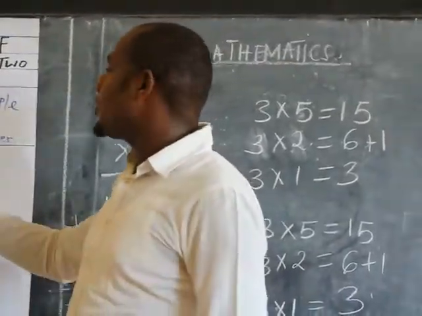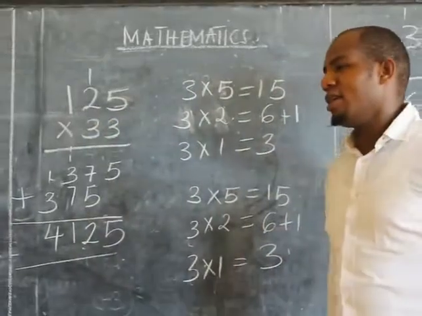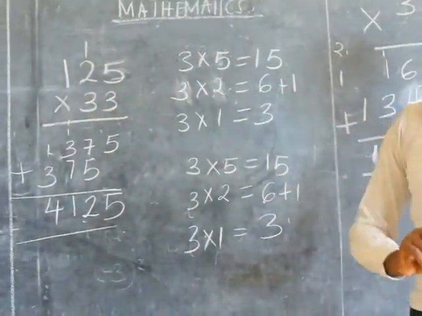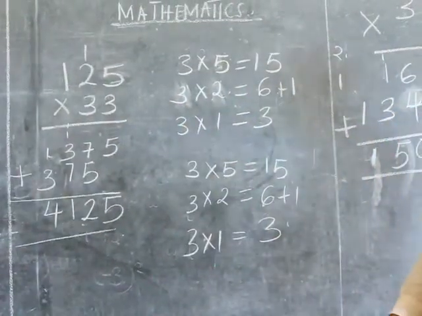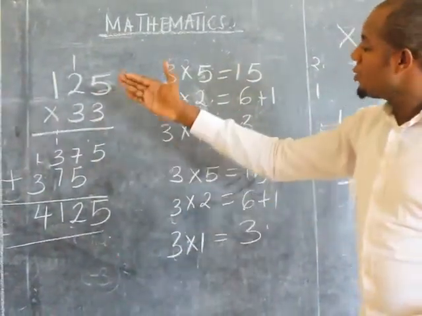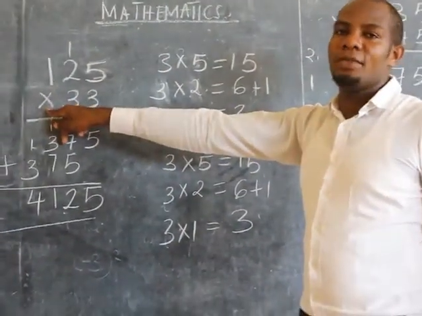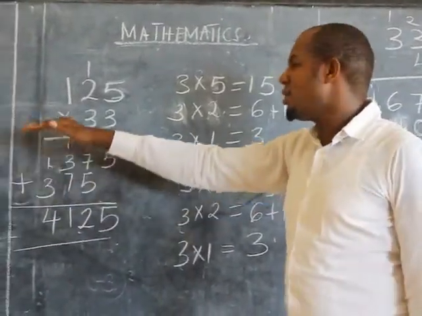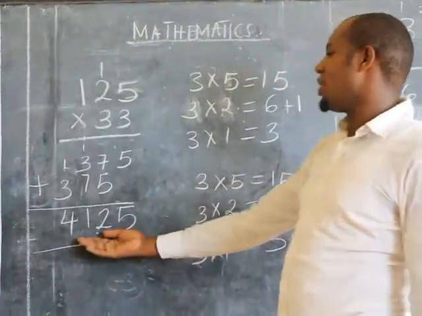Now, we are going to consider the following example. Example number 1 is 125 multiplied by 33. There are two things that you'll have to note here: there is a sign of multiplication and there is also a sign of addition. Now we are going to start.